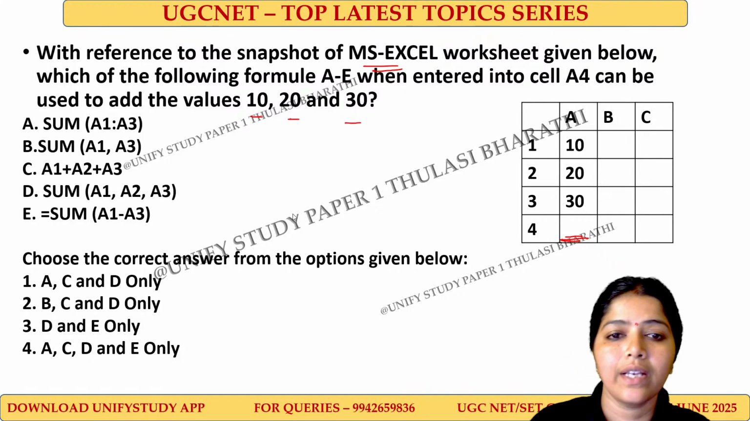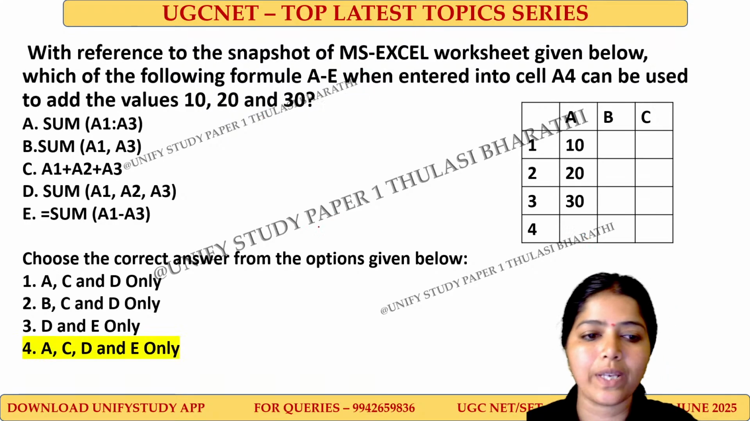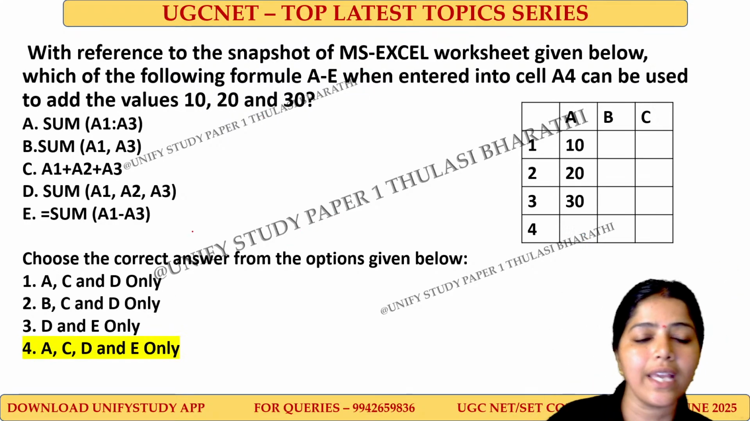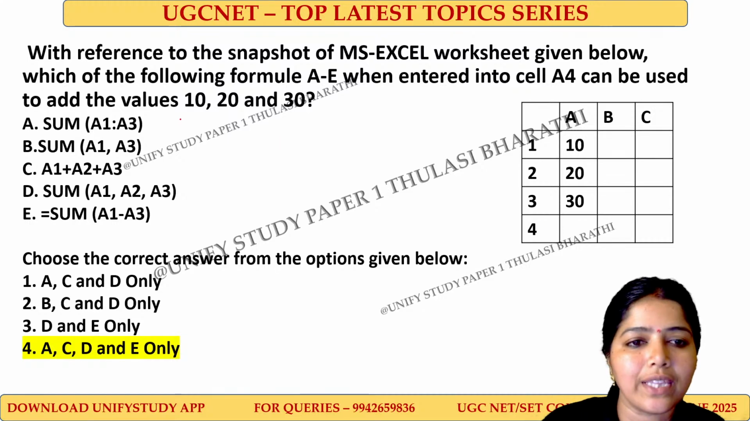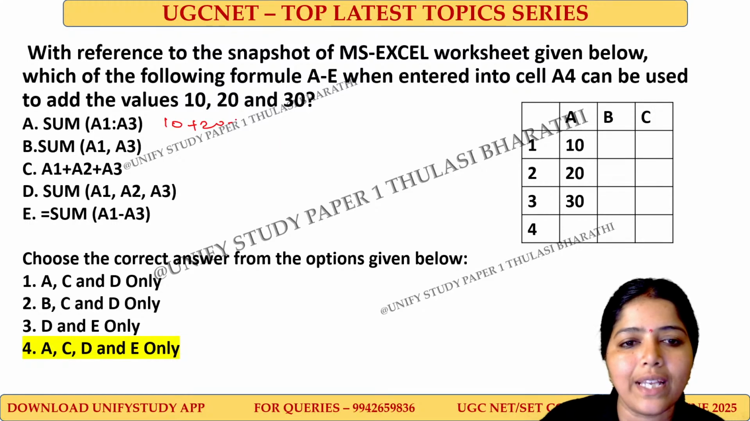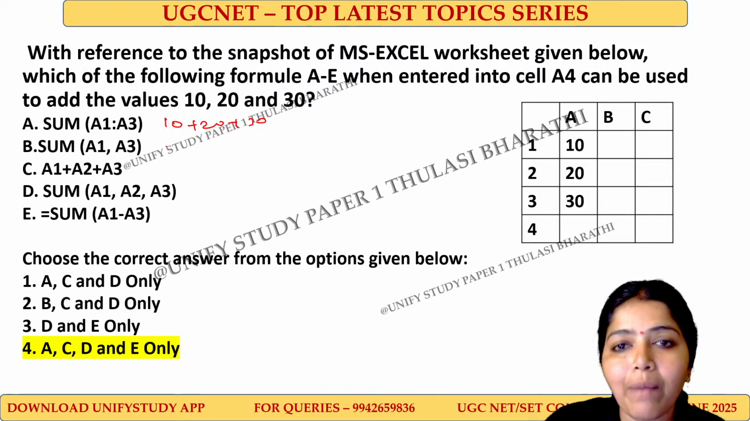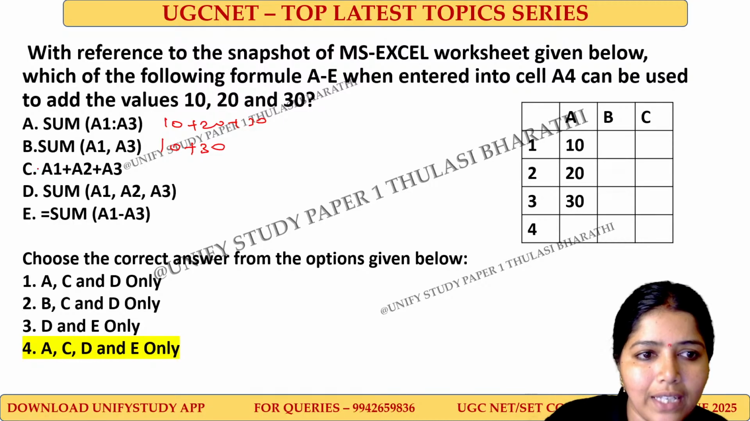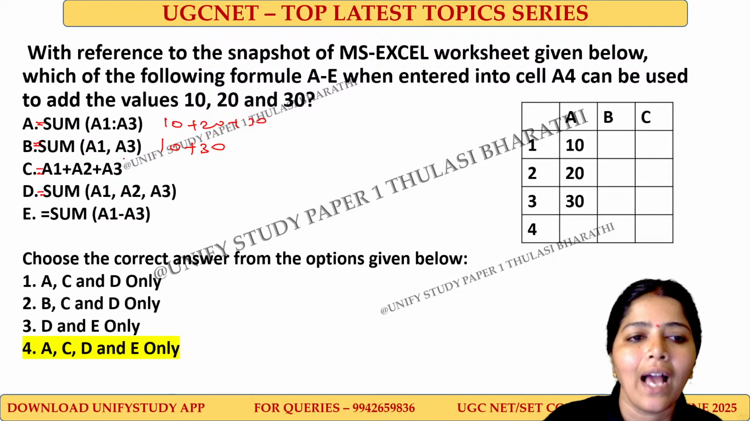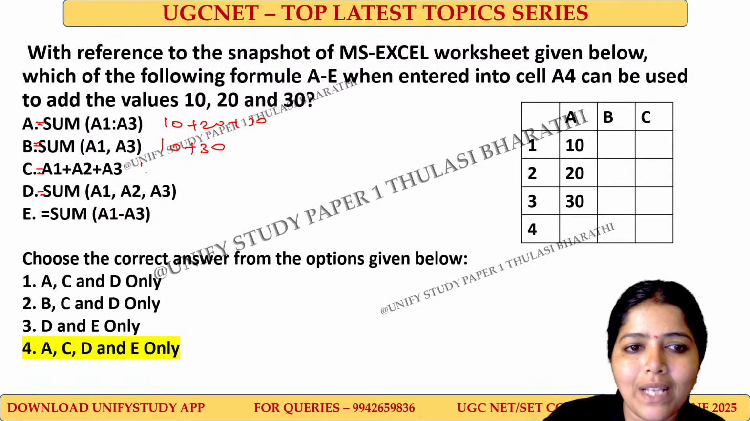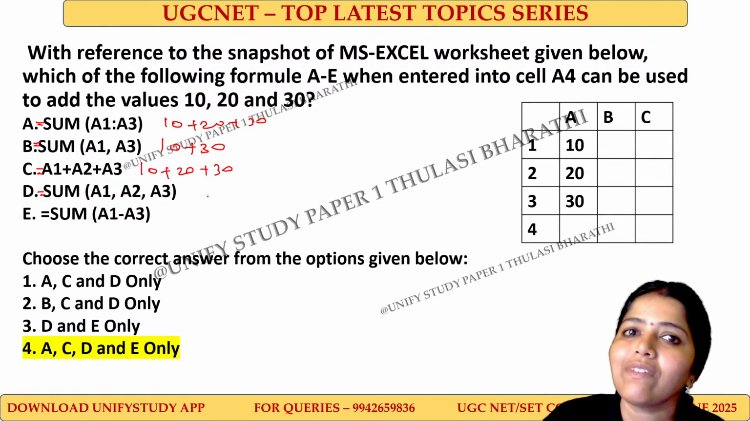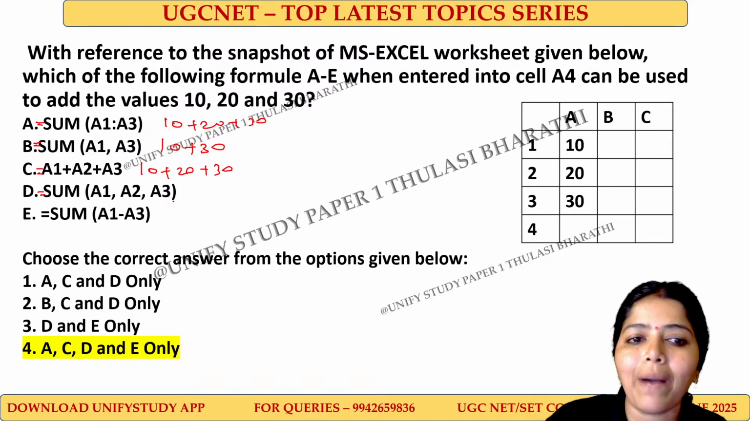Okay. Yes, the right answer for this question is option number 4, A, C, D, E. See, A1 to A3. Here 10 plus 20 plus 30 will be printed. A1, A3: 10 plus 30 will be printed. Just assume there is an equal sign in front of all of them. And see here, A1 plus A2 plus A3, 10 plus 20 plus 30. And again A1 to A3 is 10 plus 20 plus 30. Right? All will come here.